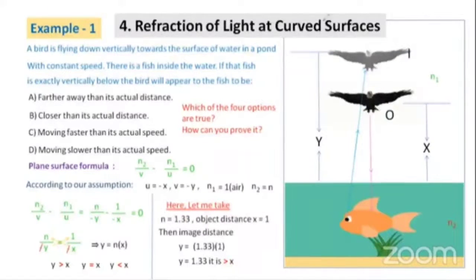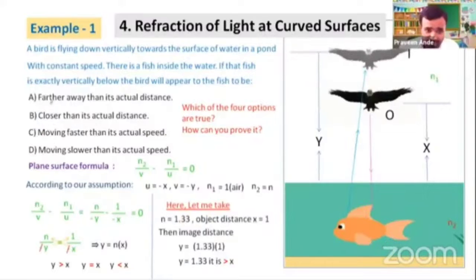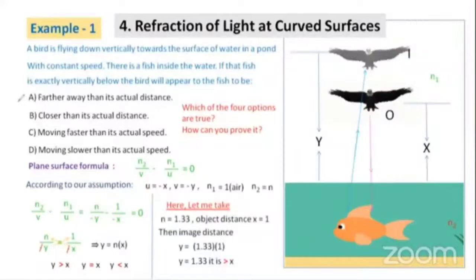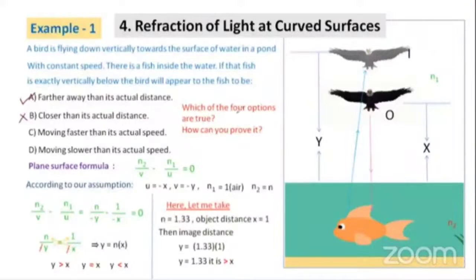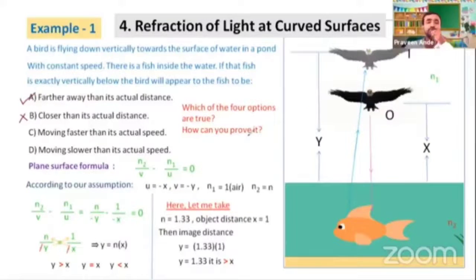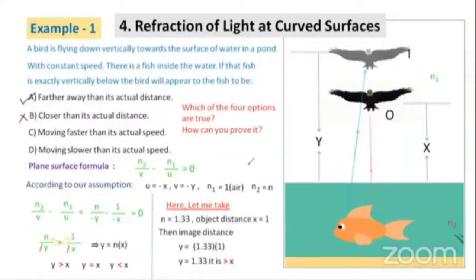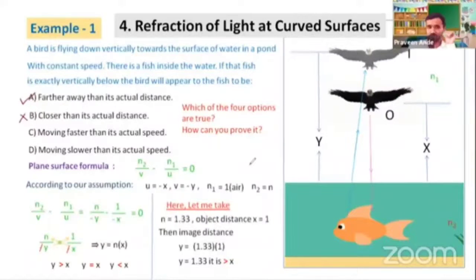Then I am able to decide one of the options is correct. What is that? A, B, C, D. Which is correct? A is correct. Okay, what about B? Wrong. Then decide which is correct among the C and D options: moving faster than its actual speed, or moving slower than its actual speed.